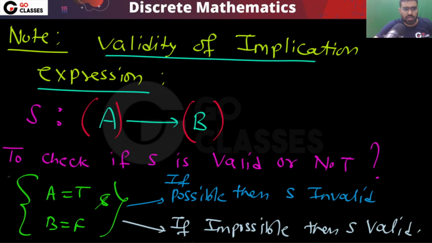All you have to do is basically just make A true, B false. Remember, can you make A true, B false simultaneously? If you can do it, then S will be invalid. If you can never do it, if it is impossible, then S will be valid. So all you have to do is this.